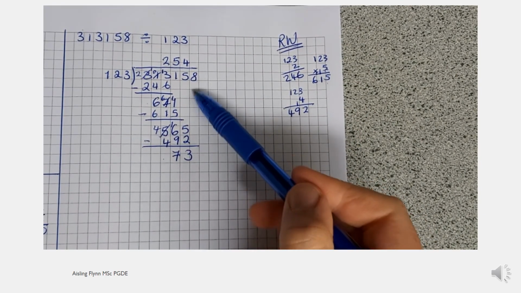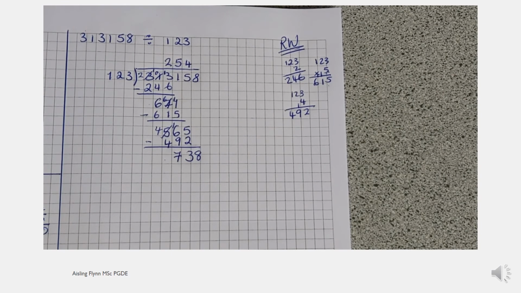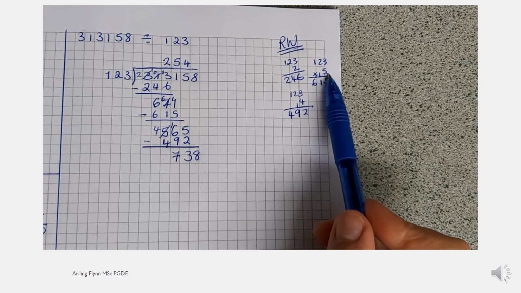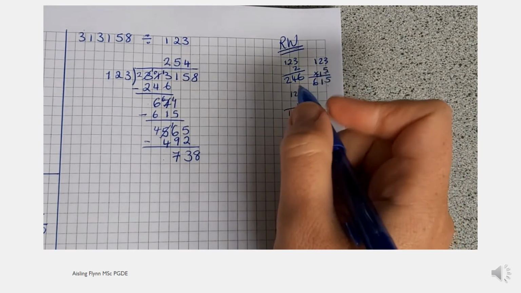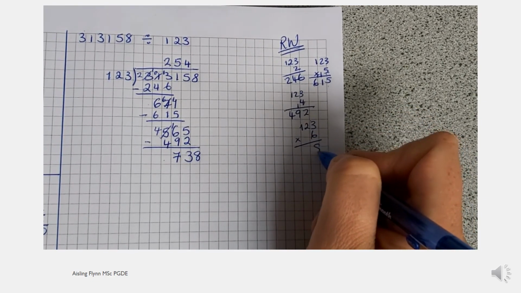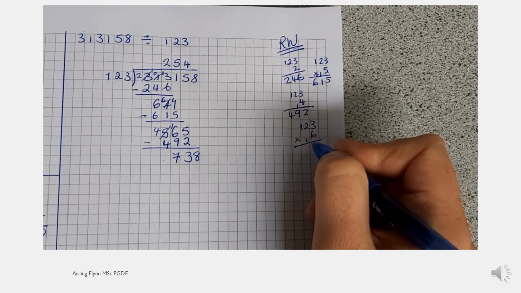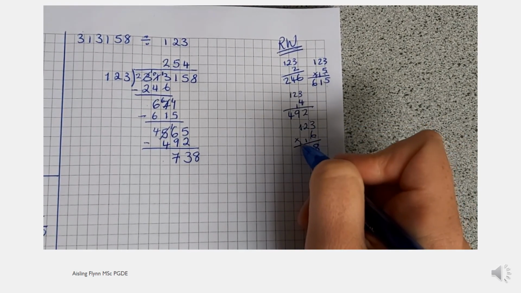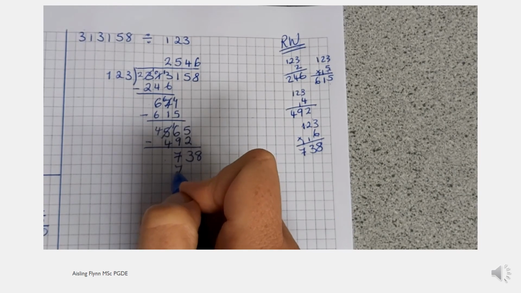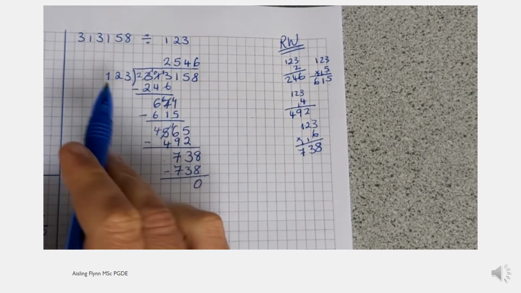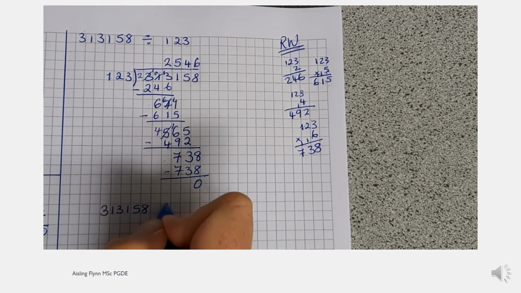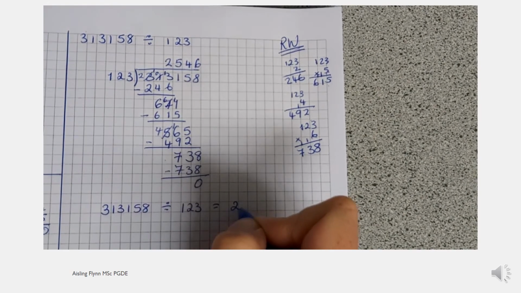And finally, the last digit to include is this 8. Okay, so 738, there's 5 times. So I'm going to try 6 times. Okay, 123 times 6. 6 3s are 18. 6 2s are 12 and 1 is 13. 6 1s are 6 and 1 is 7. Yes, so there we have it. We use 6 times there. So, we've divided 123 in fully. The answer to the division is 2,546.